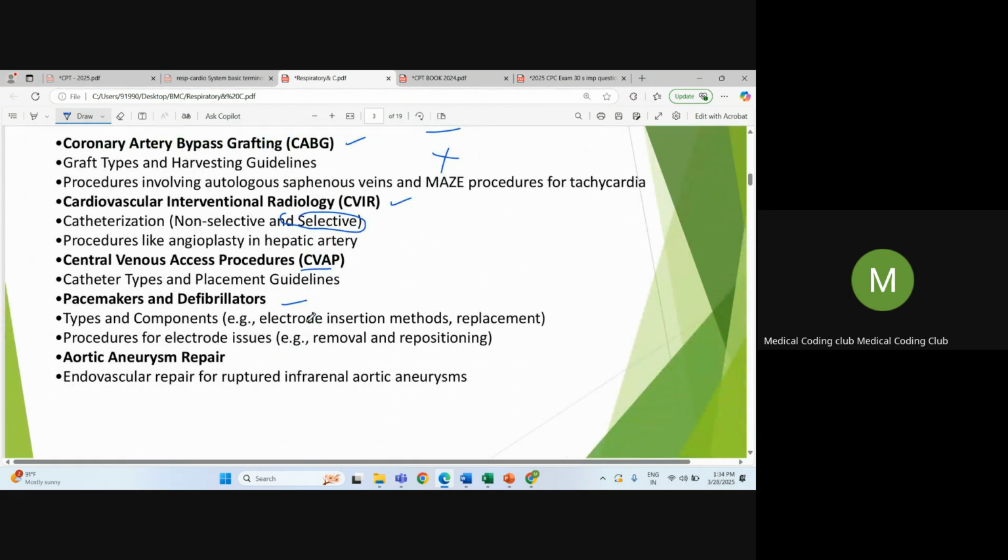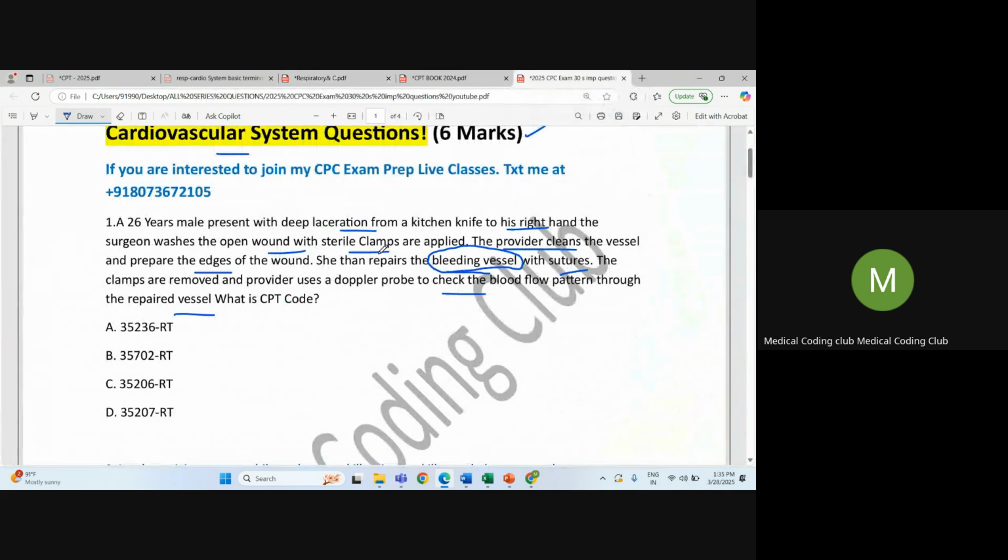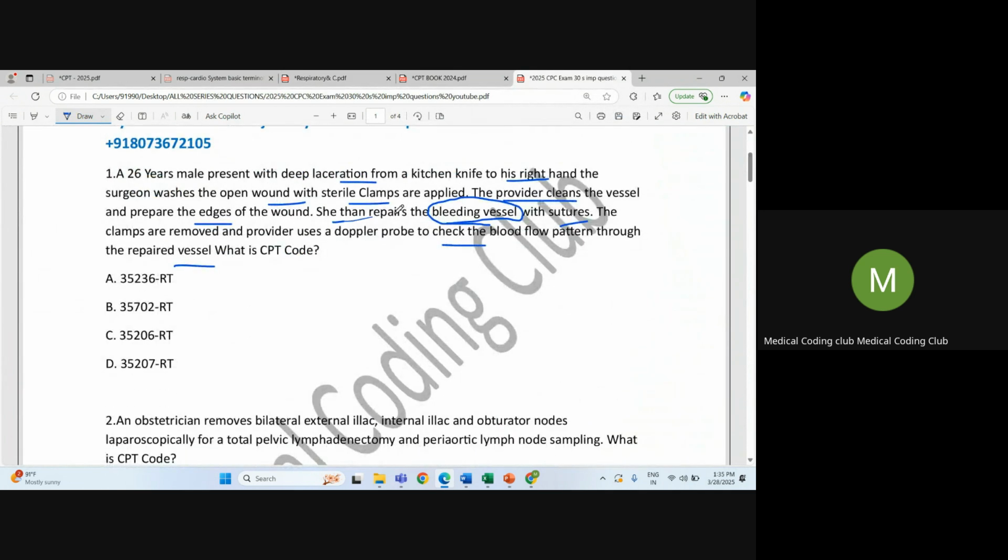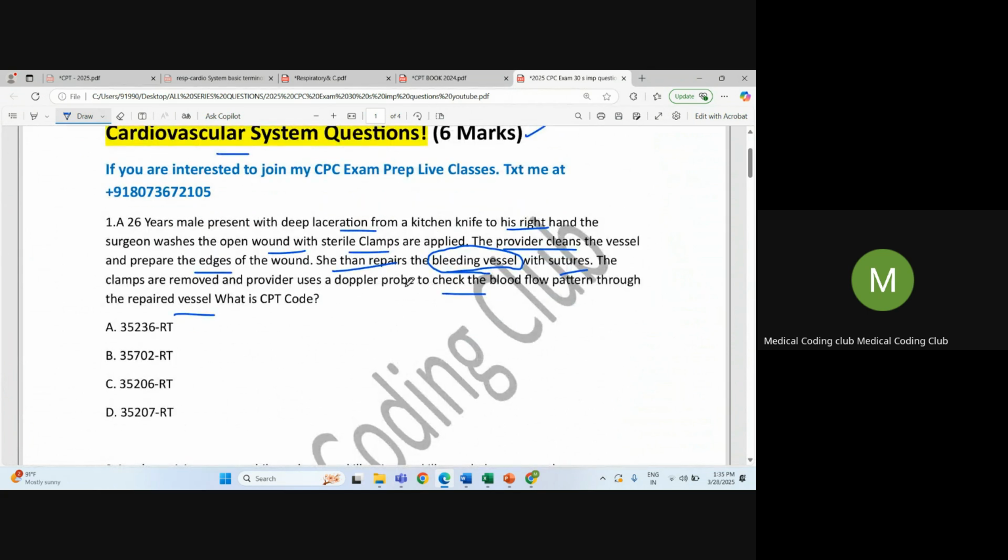Likewise, I can give an overview on all these particular sections. Now let's come back to our questions. Here I have highlighted: she then repairs the bleeding vessel, so they are repairing the blood vessel. You can go ahead and check the options, and I am going to jump directly to the right option so I can save some time. You can pause the screen, and if you really want to learn, go through all the options and finalize your answer. Now we'll see the correct answer.